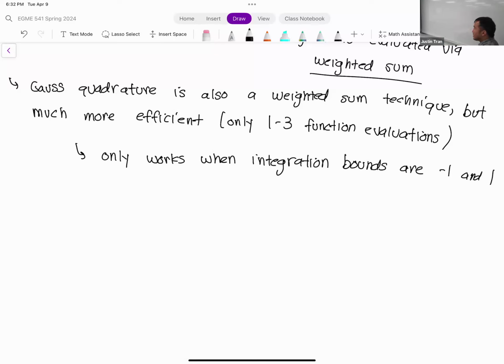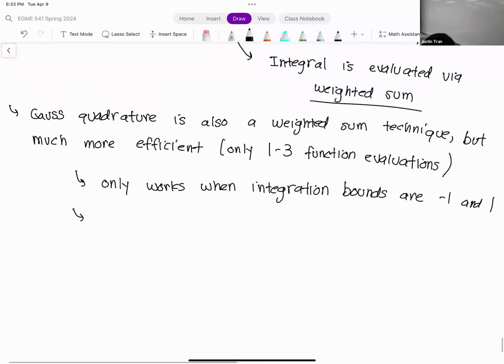And if that's the case, and I know that seems very limiting, and I realize that, but there is actually a way to expand Gauss quadrature to any integration bound. But we're going to learn the standard way first. And then from here, you can choose how many Gauss points you want, or how many function evaluations you want to do.